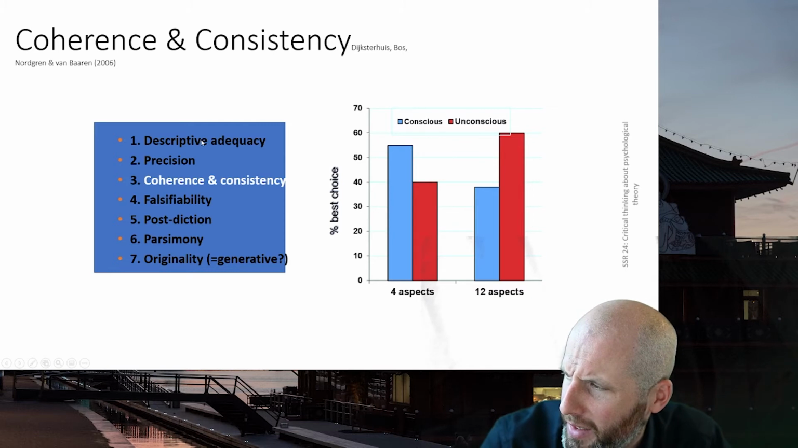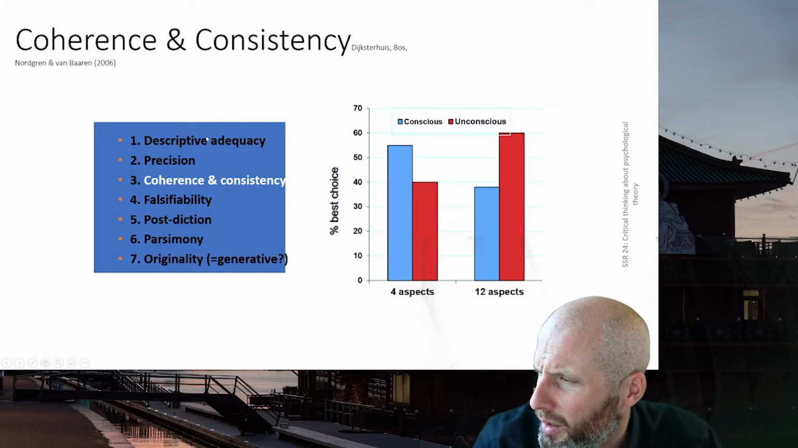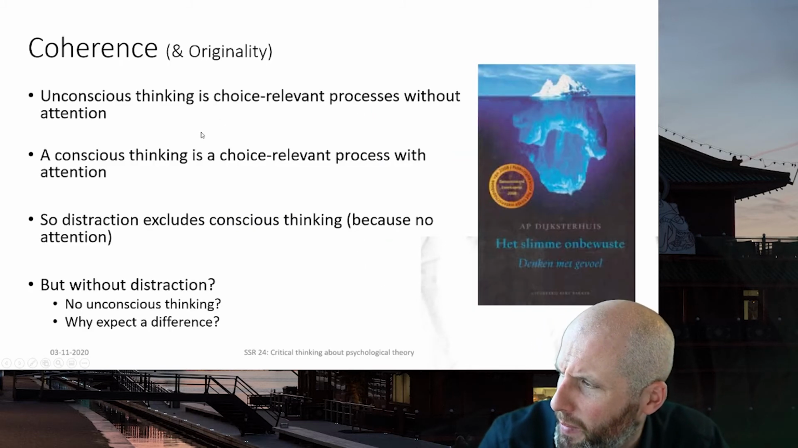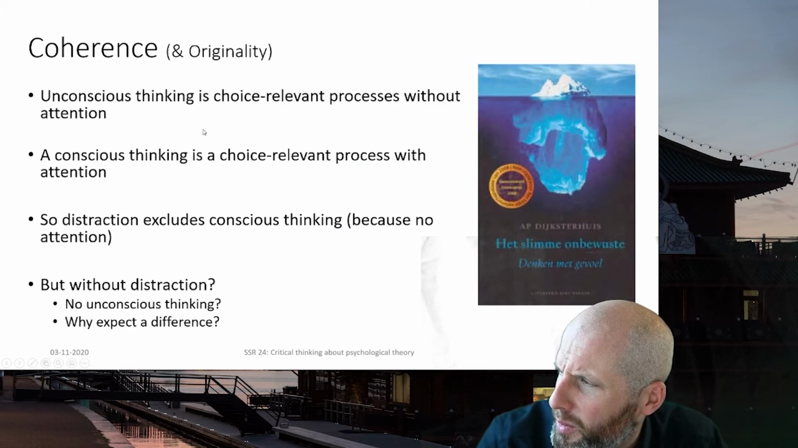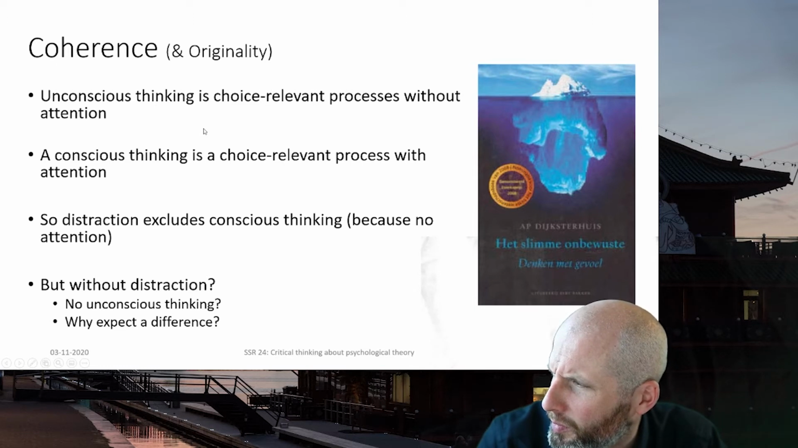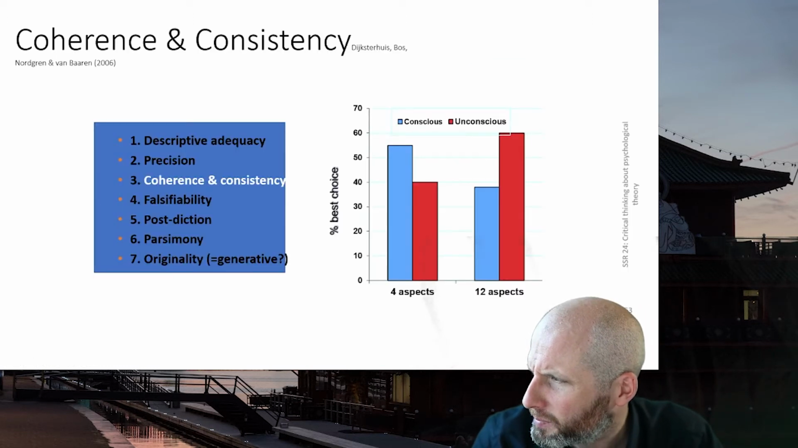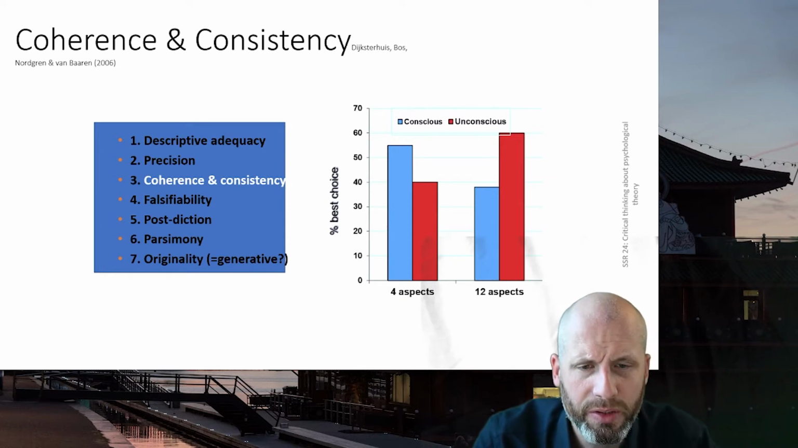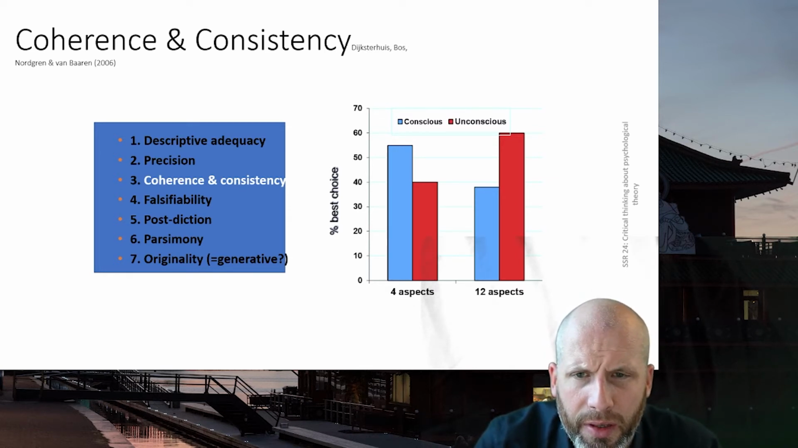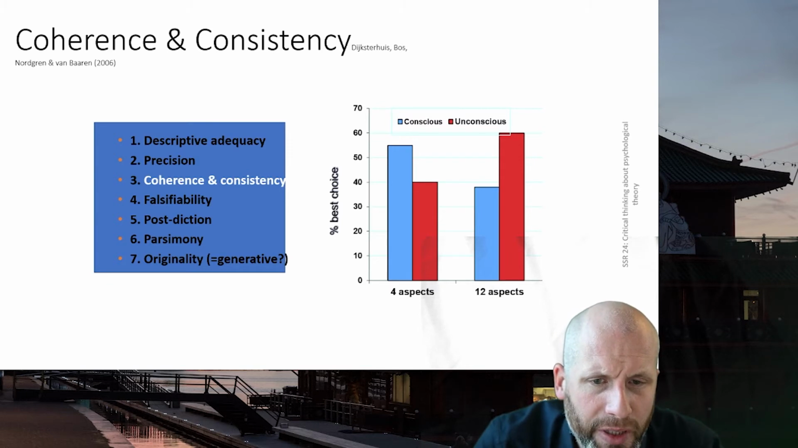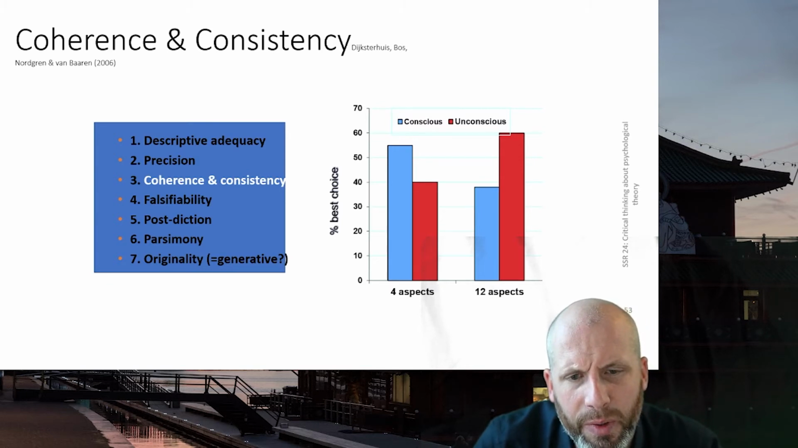And let's apply that to the theories we're talking about. So coherence has to do with the extent to which something connects with... consistency has to do with the extent to which something connects with existing theories and other existing theories, and coherence has to do with the internal coherence or the internal logic of the theory that somebody proposes.